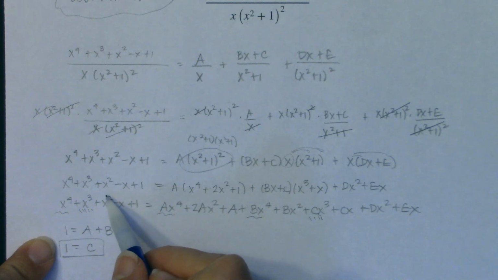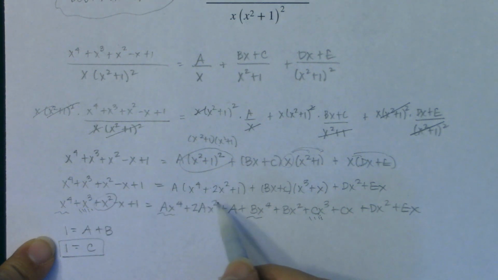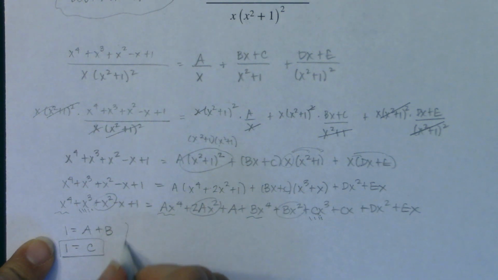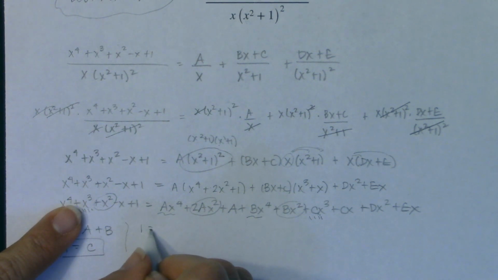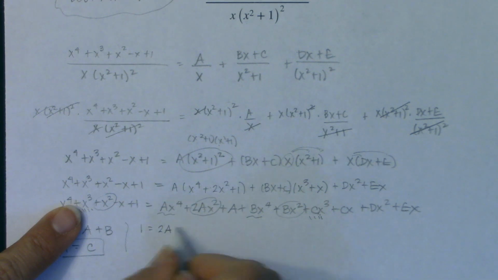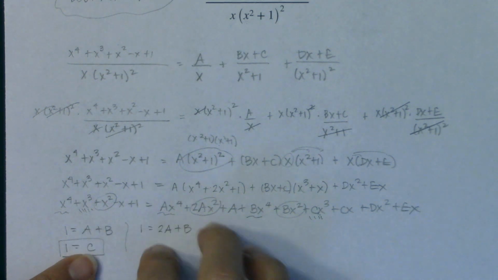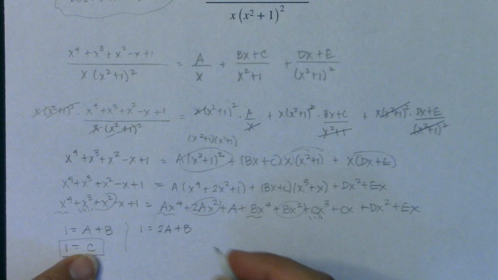Let's look at the x squared. I got x squared, 2ax squared, bx squared, and I think that's going to stop that for me. So let me put a little separation bar. I've got 1 equaling 2a plus b. So I can see already I have a system of equations with a and b, a 2 by 2. I could solve for that, but let's see if anything else pops out.